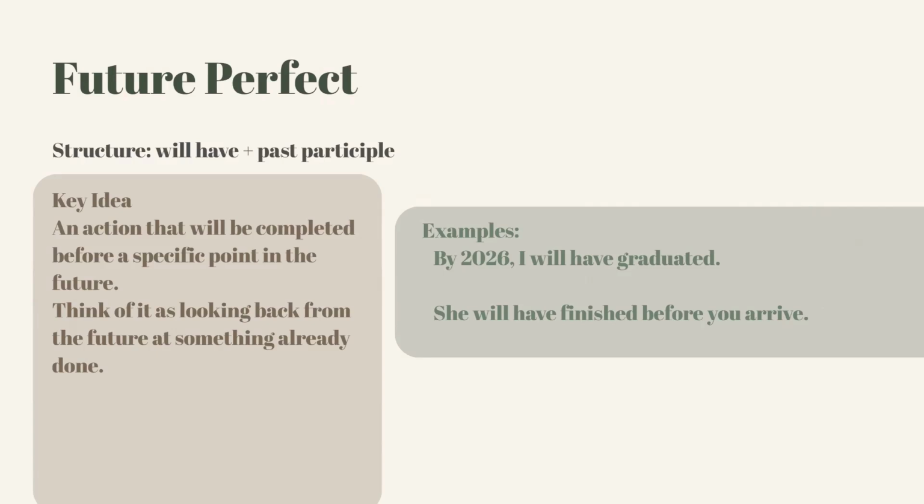She will have finished before you arrive. My deadline is you arriving, so she will be finished before you have arrived. It's just that simple. Or let's say, by next week, I will have finished my project. My deadline is next week. I will have finished my project for next week.